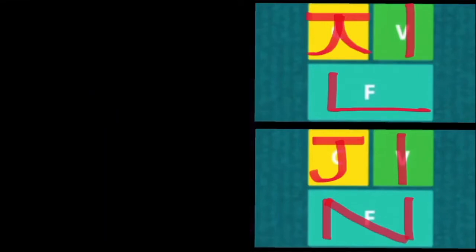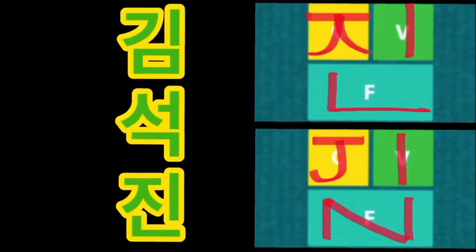진. 김, 석, 진. There are 2 ways to write a J in Korean. This is the second way.